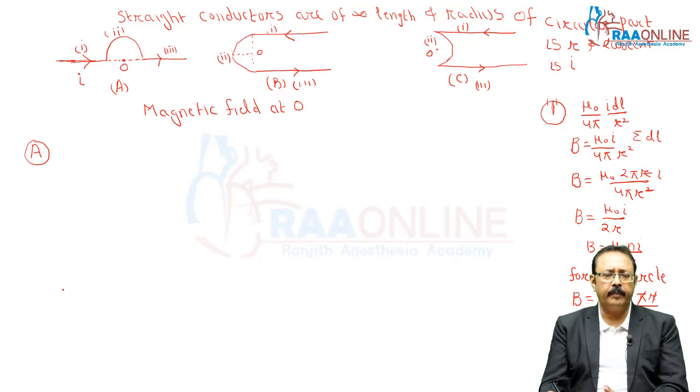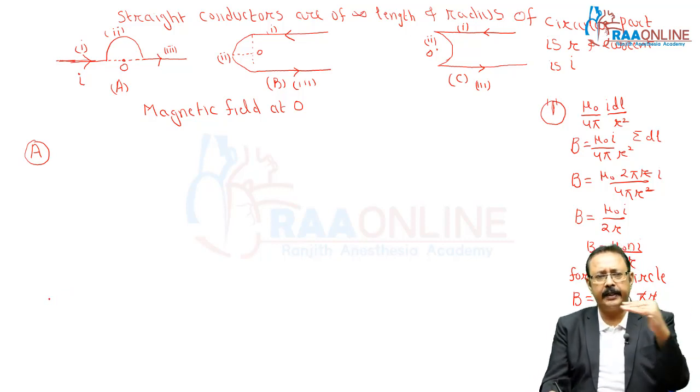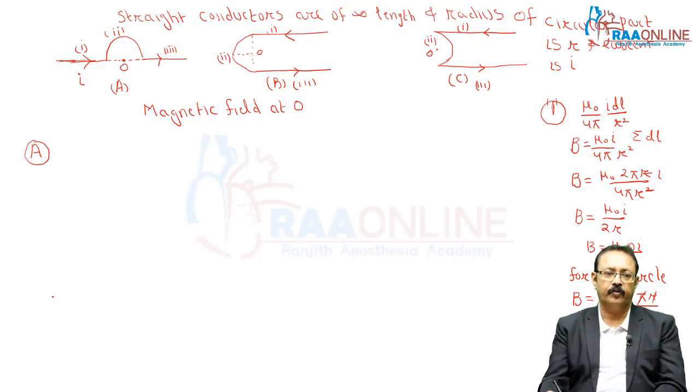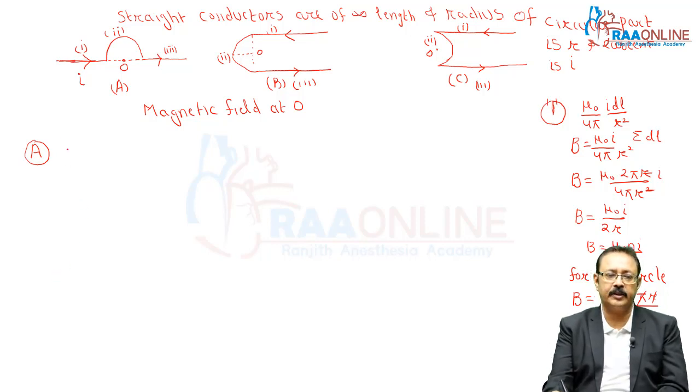See, what happened in the first part? The first part is in the direction of the point, the point is on that conductor only. So for the first part, theta is 0. If theta is 0, what is the Biot-Savart law? I dl sin theta by r square. Theta is 0. So for the first part, the magnetic field should be 0.